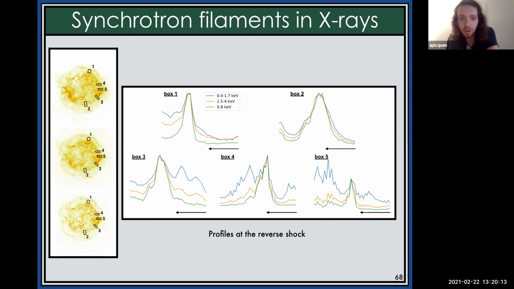And we also did the same with the reverse shock that is closer to the center, and we can see that there is the same kind of narrowing effect. And we could not find in past studies that kind of studies about the reverse shock. So it's really promising, but for now there's no paper, so we're working on it.